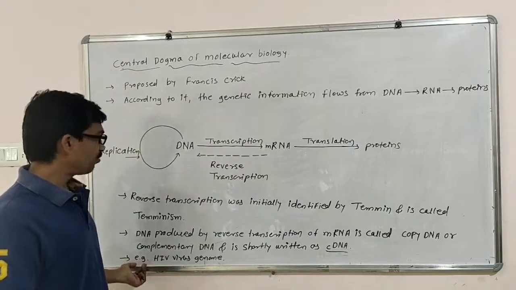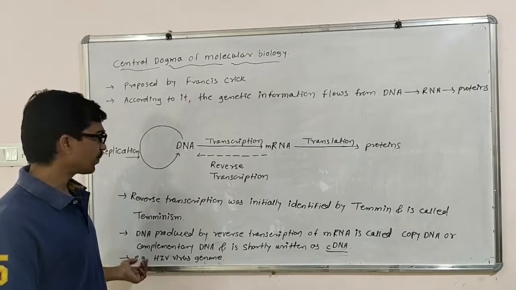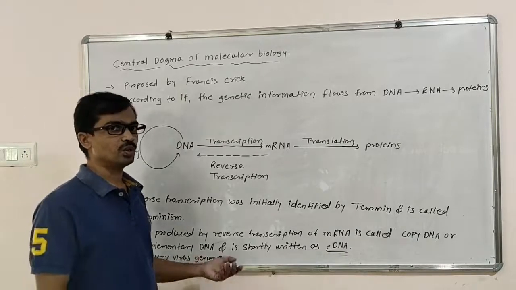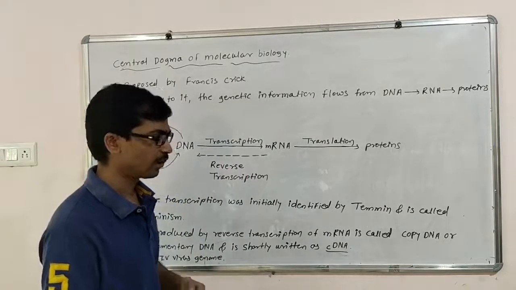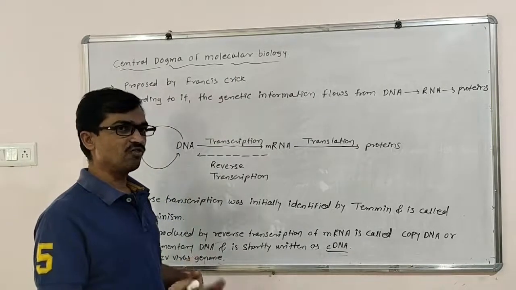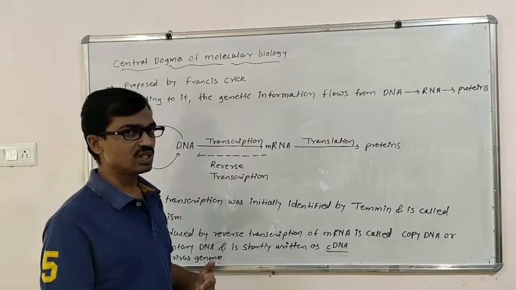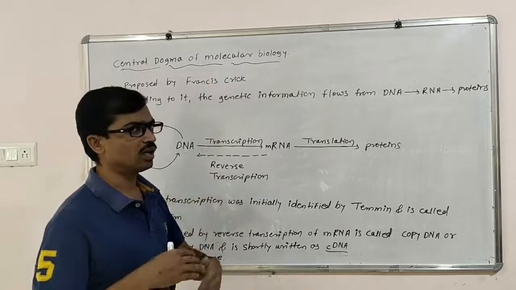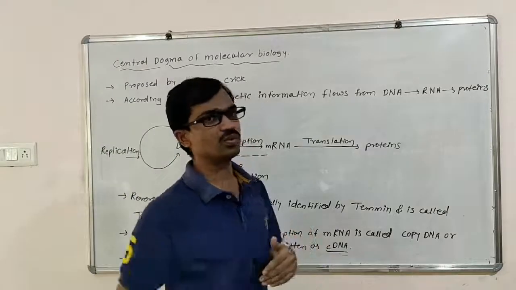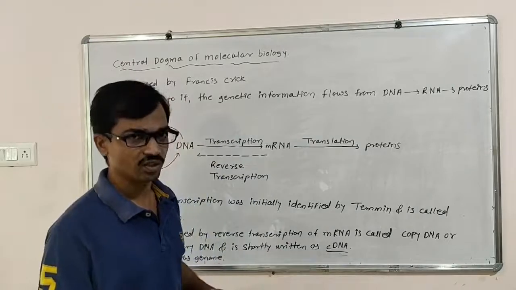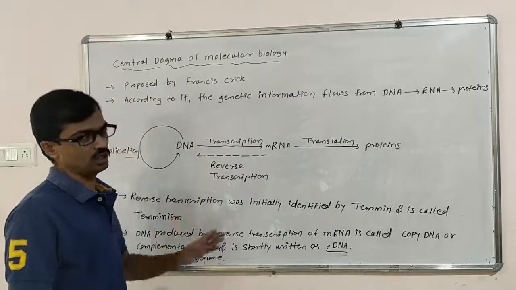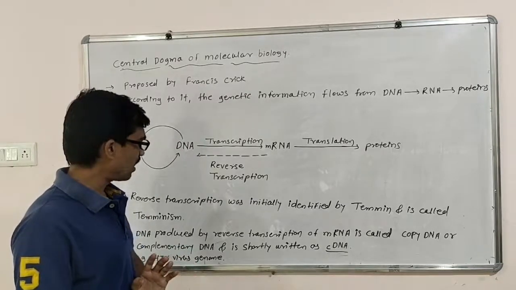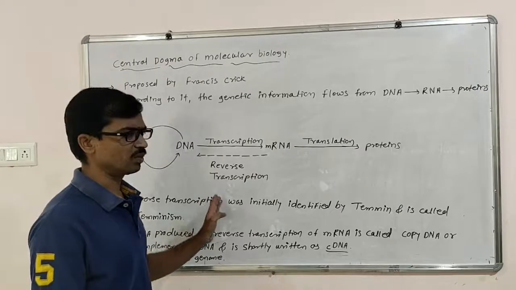One of the examples where reverse transcription occurs is the HIV virus genome, which causes AIDS in humans. So when this HIV virus infects humans, its genome, which is RNA, produces cDNA by the process of reverse transcription, and that cDNA enters into the chromosomes of human, and then it starts further infection process to the humans.